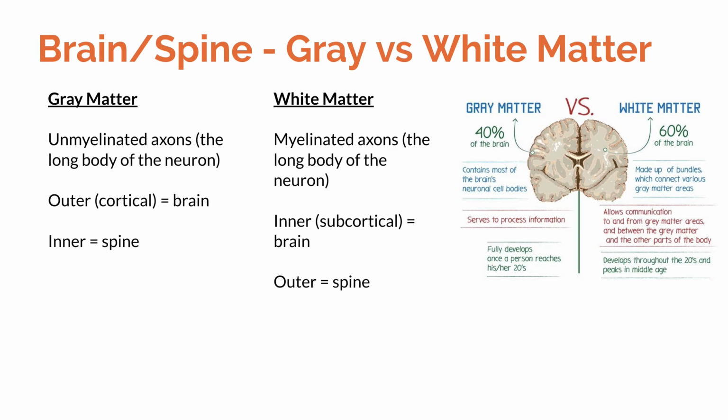Moving on to gray and white matter. Gray matter is essentially unmyelinated axons. So, it's that long projection that connects the dendrites and the cell body. Whereas in white matter, it is myelinated. Gray matter makes up the outer portion of the brain, whereas in the spine, it's going to compose the inner, and the reverse is true for white matter. Here's just a little figure that goes through some fun facts about gray and white matter.